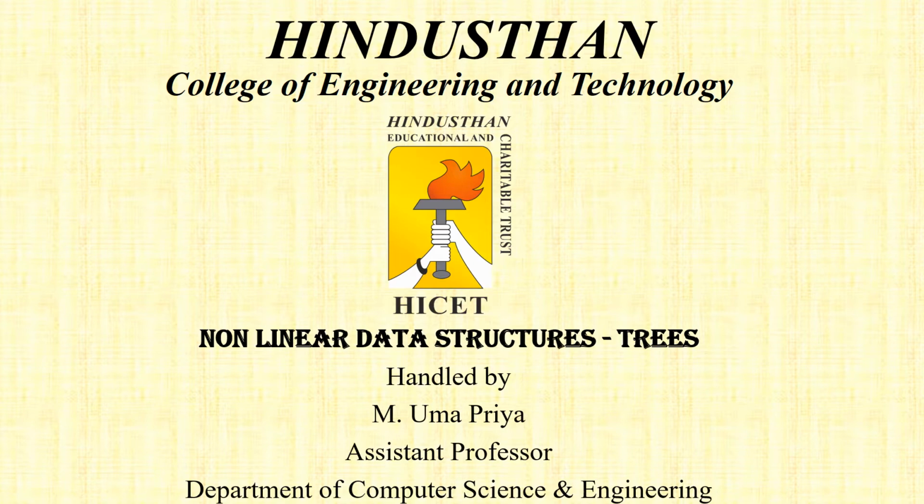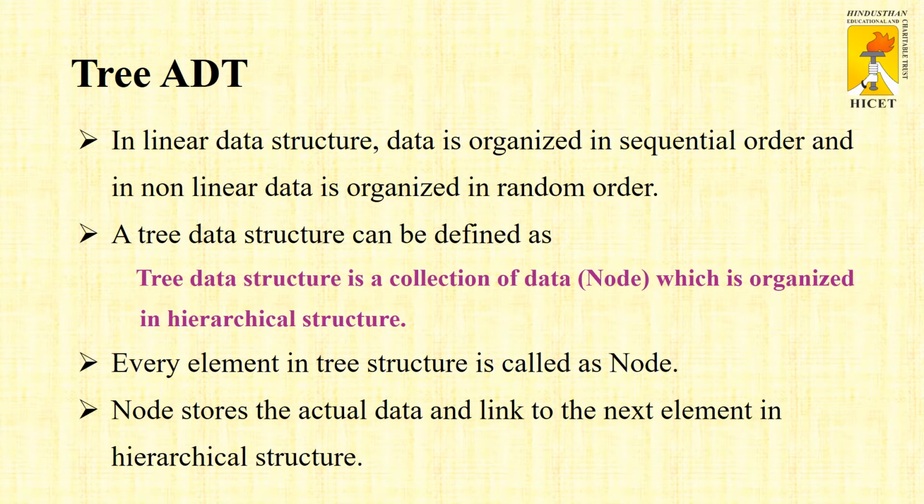So as we all know, data structure is nothing but organizing the data in an order. The data structure is divided into two categories: one is linear data structure and another one is non-linear data structure. In linear data structure, the data is organized in sequential order, and in non-linear data structure, the data is organized in random order. So this presentation will tell you the basics of non-linear data structure, tree.